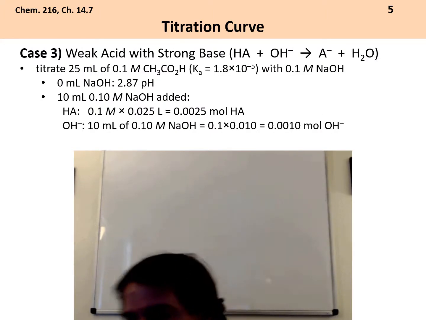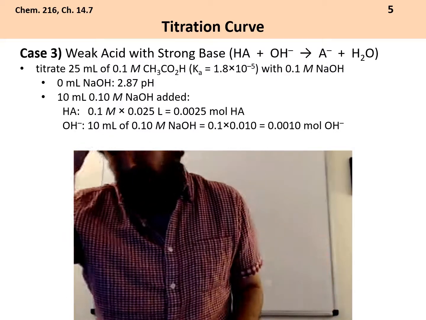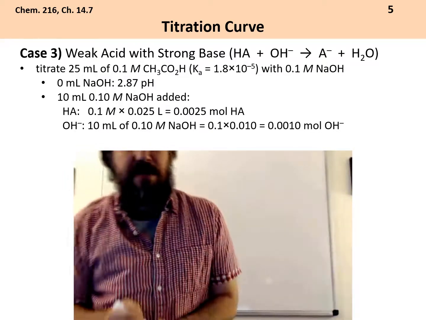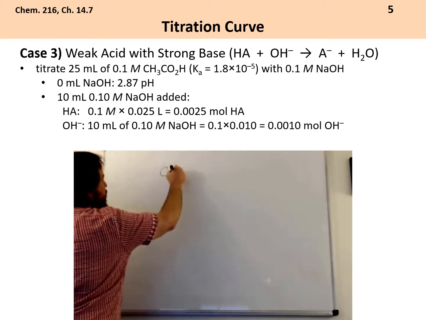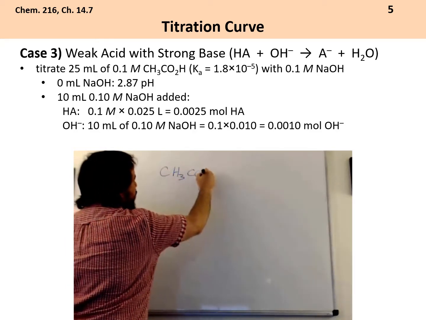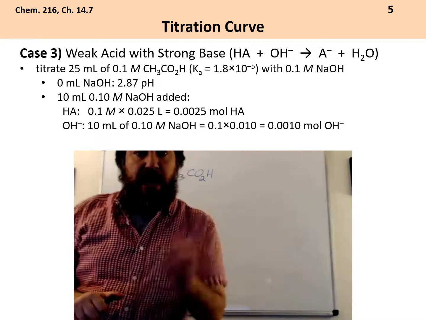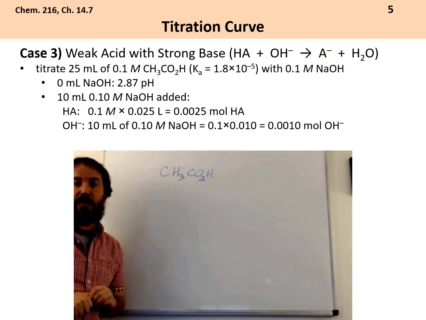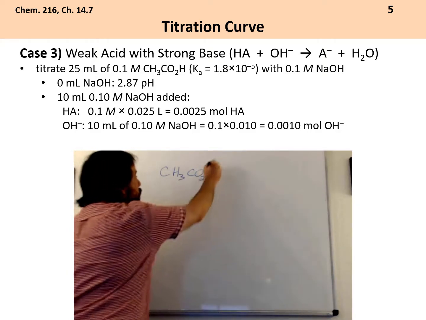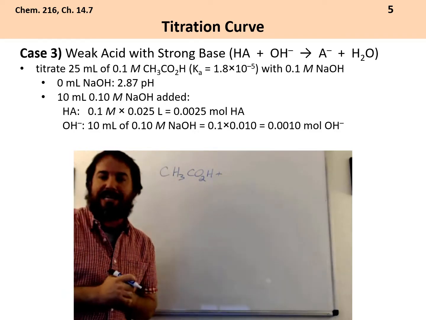Let's say in this titration, we're now part way through it, and we've taken our weak acid, CH3CO2H, and now we've added in some NaOH. Notice we've added in 10 mLs of 0.1 molar NaOH. So what I can do is an ICE table to figure out what's going to happen.